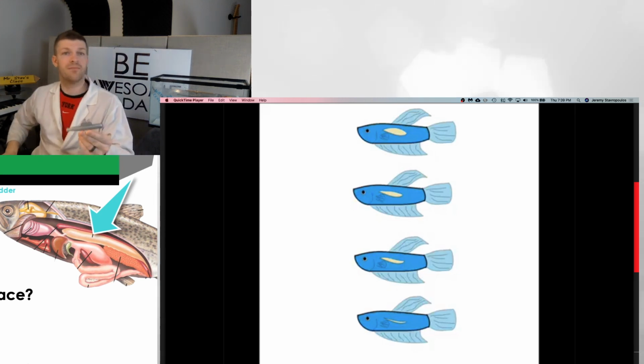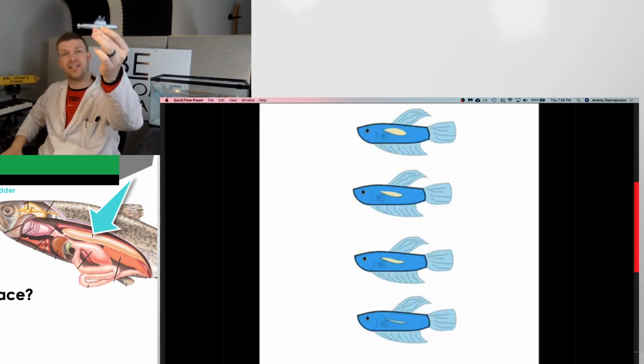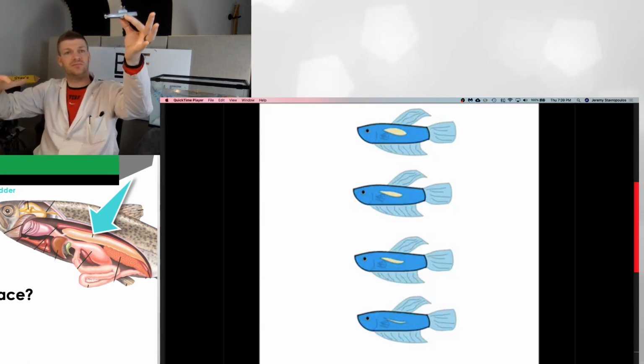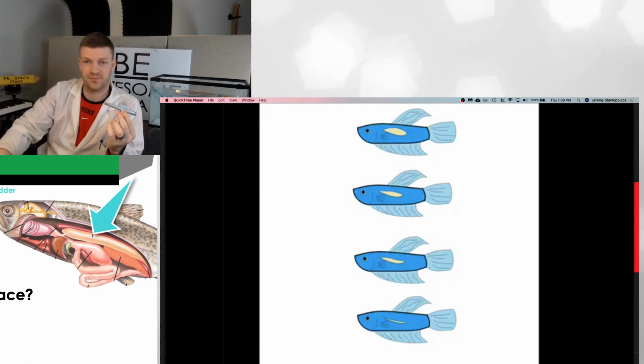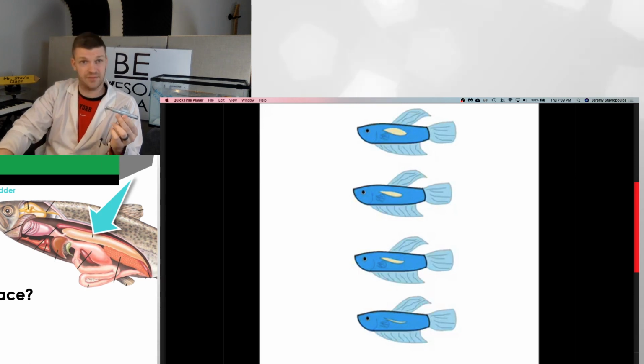That swim bladder opens up and it fills with gas, with air. And that's what makes it float, just like a ballast tank. It makes it positively buoyant.